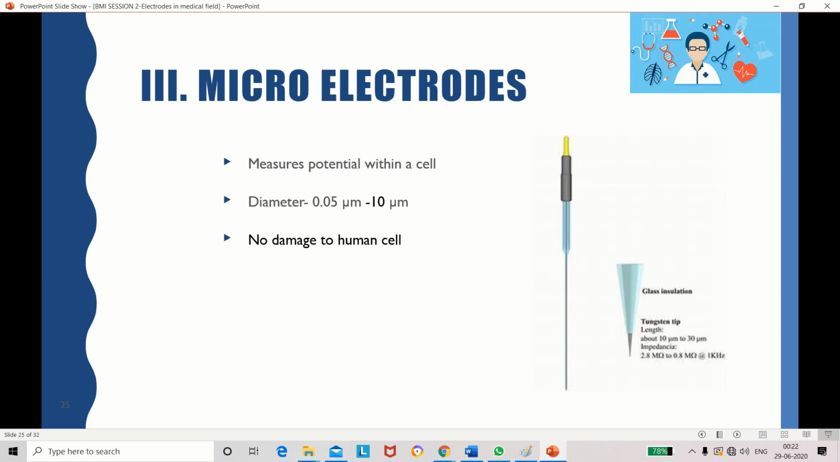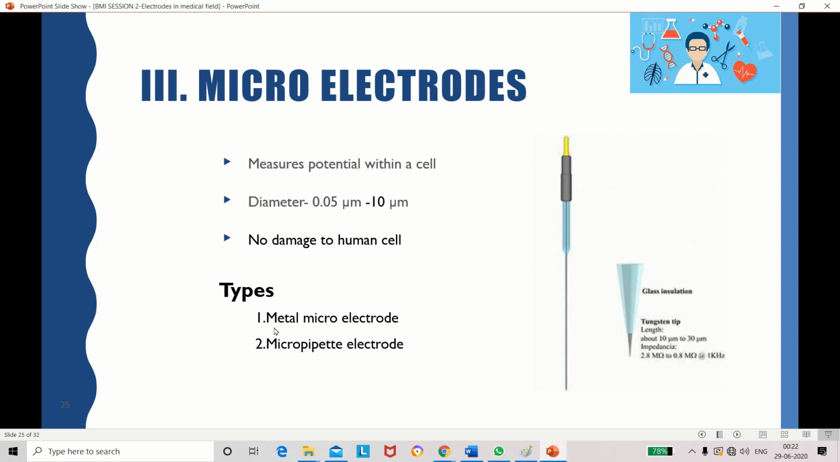If we are fixing the electrode on the cell, definitely it won't damage the cell. Because we have to insert the electrode into the cell, isn't it? So the structure of the cell won't change. It won't damage the human cell. There are 2 types. First one is metal microelectrode. Second one is micropipette electrode.